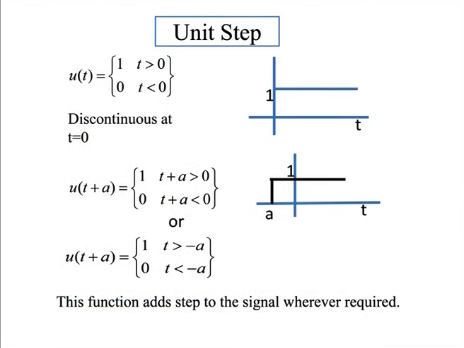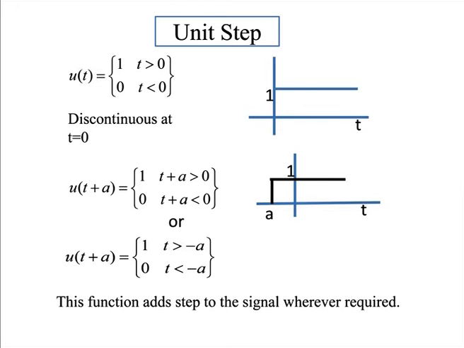In the next slide, unit step. The unit step function is defined as u(t) equal to 1 for t greater than 0 and 0 for t less than 0. Do not make a mistake. Some of the books write u(t) equal to 1 once t is greater than or equal to 0. We cannot write this. Why? Because u(t) is discontinuous at t equal to 0, right.